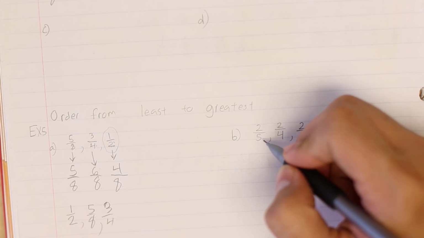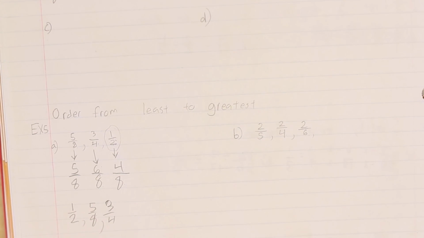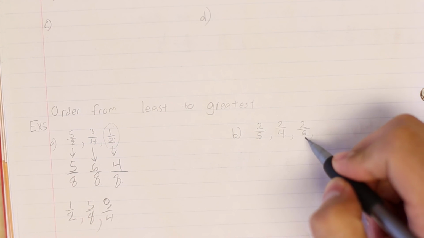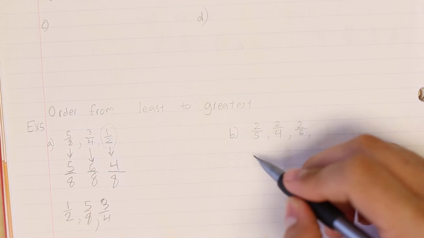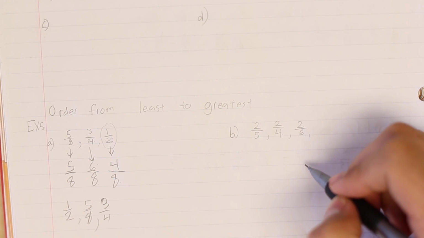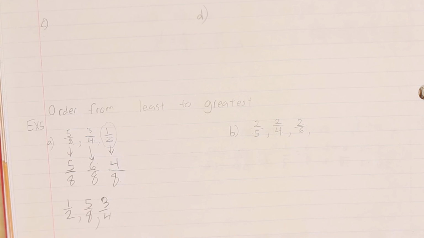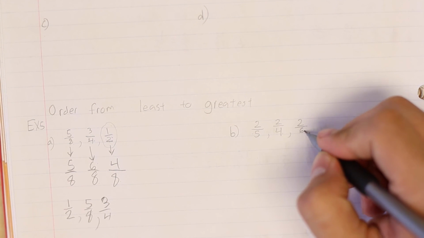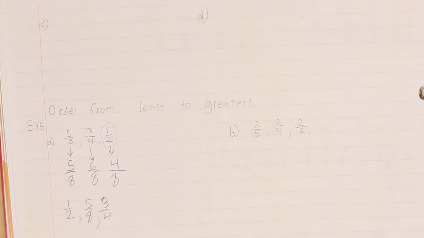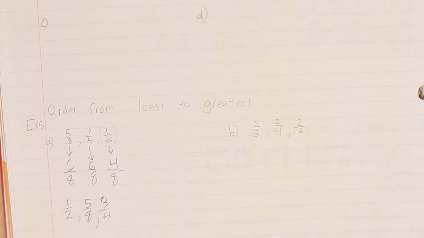So next, we have 5, 4, and 6. What's a common multiple for all of them? Okay? After playing around a little bit, doing a little checking back and forth, you would find that 60 is the first multiple they have in common, okay? I can multiply 4 to get 60. I can multiply 6 to get 60, and I can multiply 5 to get 60.